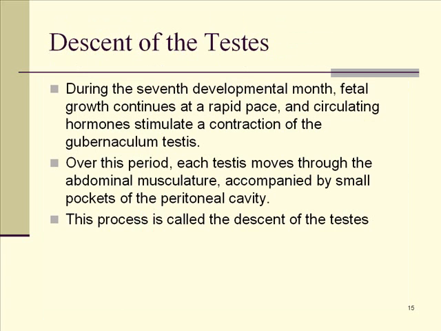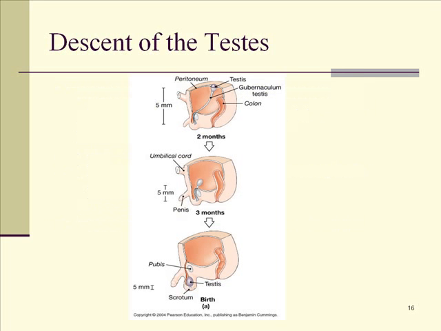Now, in the development of the male gonads, usually at about the 7th month of development, the testicles are actually still in the abdominal cavity. There's a process referred to as the descent of the testicles. In other words, the testicles actually have to migrate from an intra-abdominal location into the scrotum. So during the 7th month of development, fetal growth continues at a rapid pace. Circulating hormones will stimulate the contraction of the gubernaculum testis. Over this period of time, the testicles will move from an intra-abdominal location, accompanied by small pockets of peritoneal cavity, which will still wrap the testicles. And the process, again, is referred to as descent of the testicles.